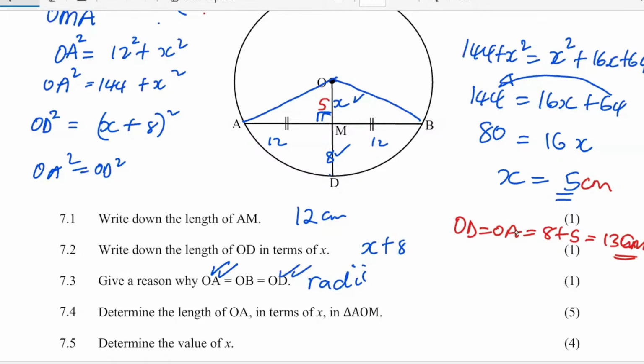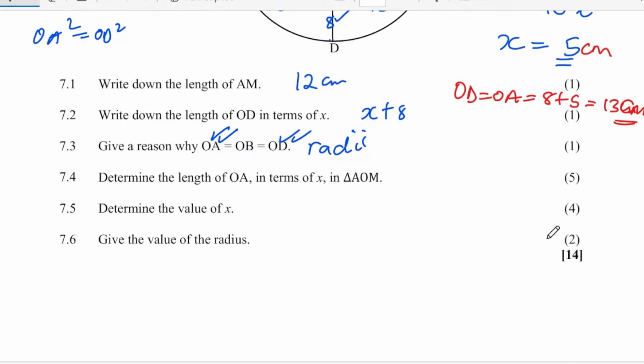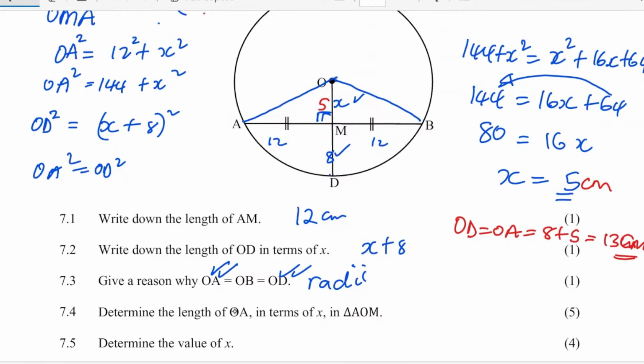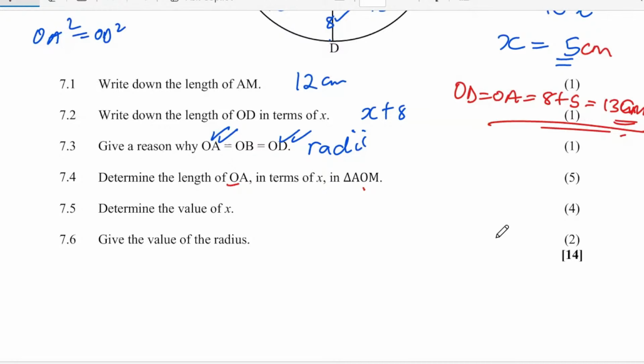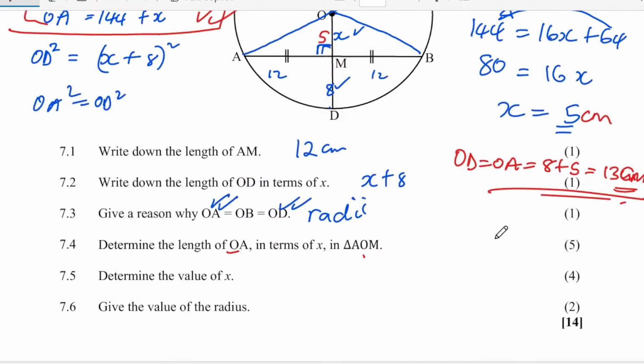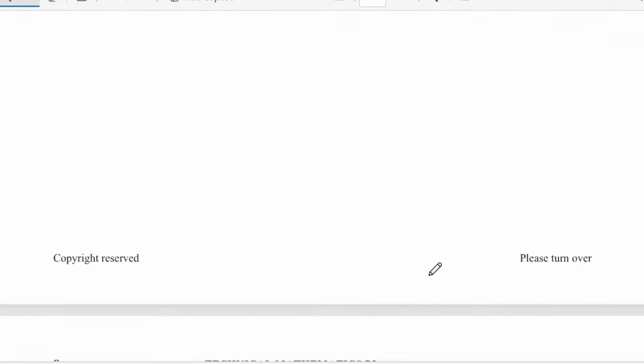Wait a minute, did I do the right thing? I've answered both questions at the same time. Because they want the length of OA in terms of X, which we are done with. So that was 7.4. And then 7.5 goes up to this point of 13. All right, then can we give the value of the radius? We've already answered it also, because we said it's 13. All right, guys, so that is question number 7.